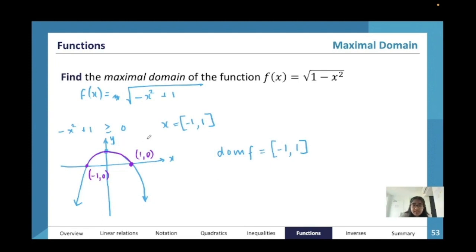So again, this is a little bit trickier, but essentially you want to see when the inside of this is greater than or equal to 0. And it's greater than or equal to 0 for this interval, so above the x-axis, and for this domain. So that's how you'd figure out the domain for this one.